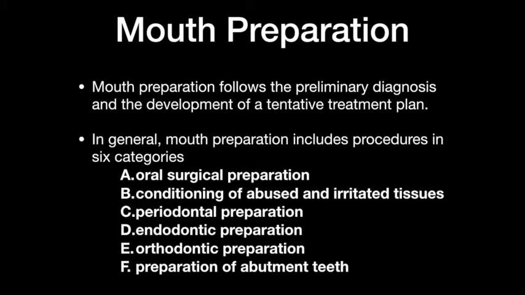So those mouth preparations actually include 6 different categories. The first is oral surgical preparation. The second will be the conditioning of abused and irritated tissue. Then will be followed by perio, endo, and also prosthetic preparation. The final one is the preparation of abutment teeth.